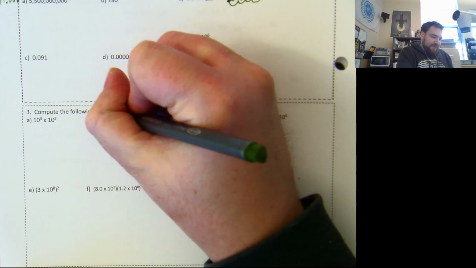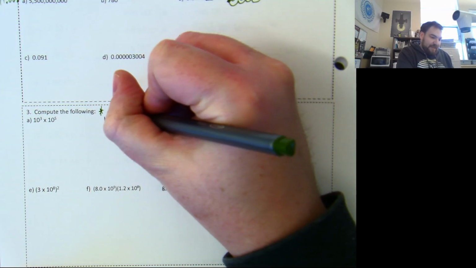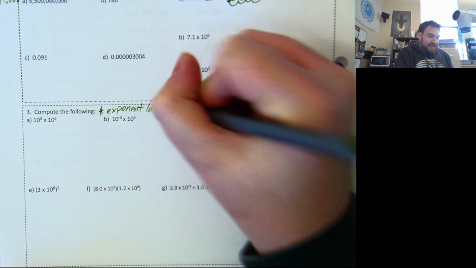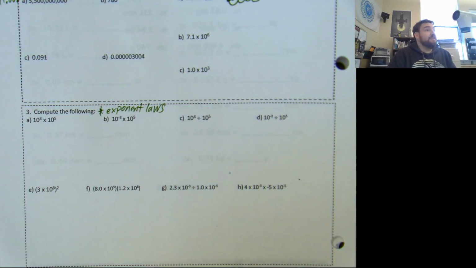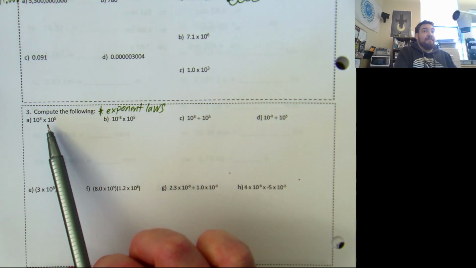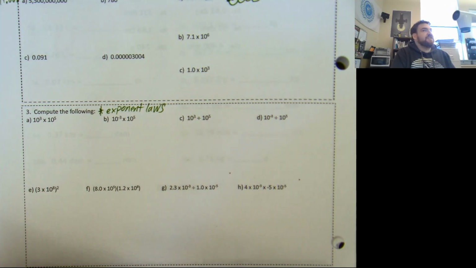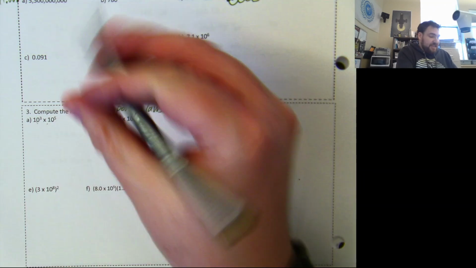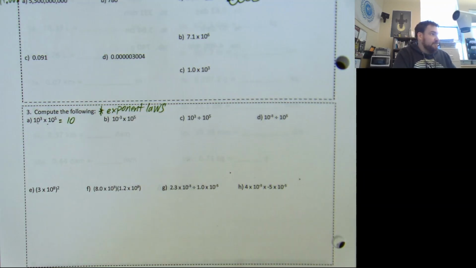I would like you to compute the following. And you need to use your exponent laws. That's the beauty of scientific notation: you can multiply very large numbers and very small numbers easily using these exponent laws. If I have the same base and I'm multiplying, what's the exponent law there? I'm adding. So if I have 10 to the 3 and I'm multiplying by 10 to the 5, this thing's just going to be 10 to the 8.